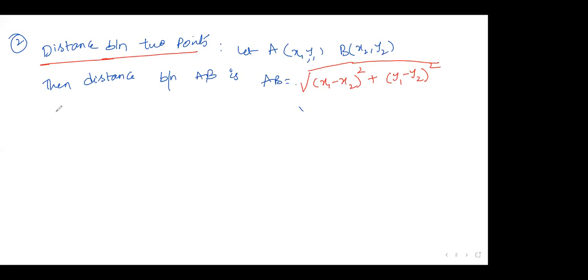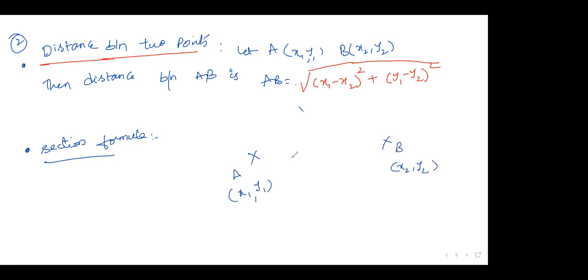The next one, any other thing you studied? Have you remembered any other thing? Area of triangle. Yes. Before that, I remembered one more thing. It is called the section formula. What is this section formula? Capital A is equal to (x1, y1), capital B equal to (x2, y2).